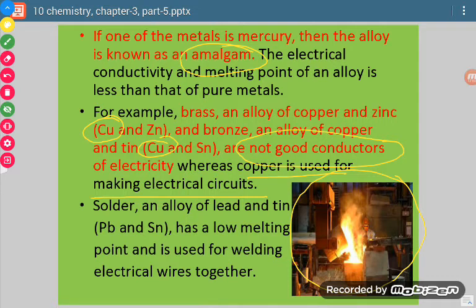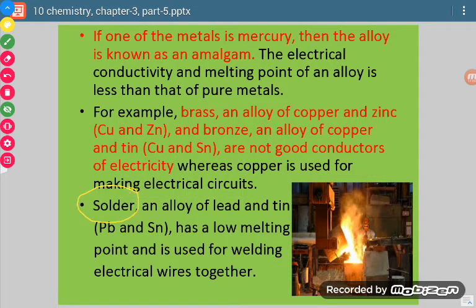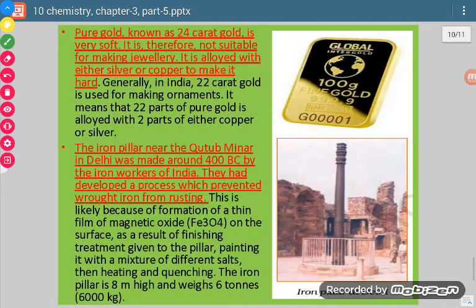Now, a very important alloy is solder. You might have seen that when there is some problem in electrical circuits, if some electrical circuit breaks, there is a connection problem, then what we do is take a particular alloy which is called solder, we melt it and apply it, and it is used for welding electrical wires. It has a very low melting point and it is very useful. It is an alloy of lead and tin. So solder is an alloy of lead and tin. This you can remember.